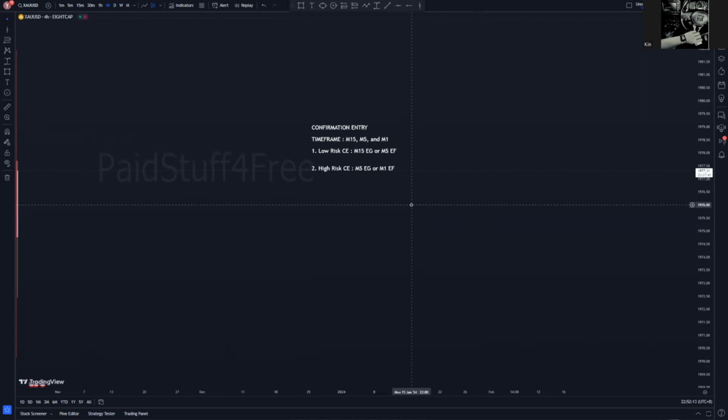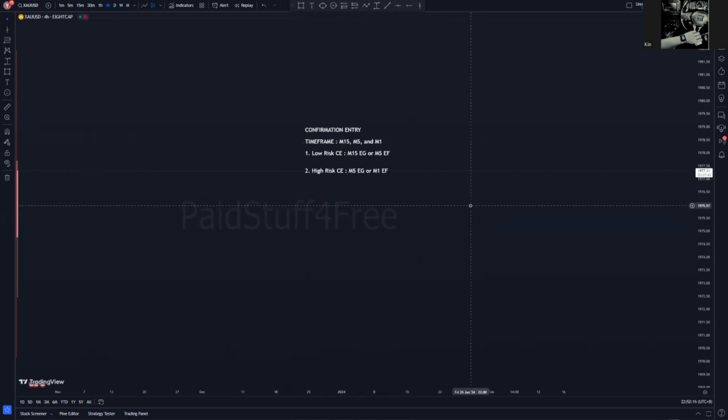I know you guys are going to ask me, which confirmation entry is the solid one, the best one, the strongest one? Everything inside this topic is subjective. We can't tell which one is good, bad, strong, or weak, so it depends on you. But last year I did an observation that took 8 months: 4 months for the low risk confirmation entry, and another 4 months for the high risk confirmation entry.